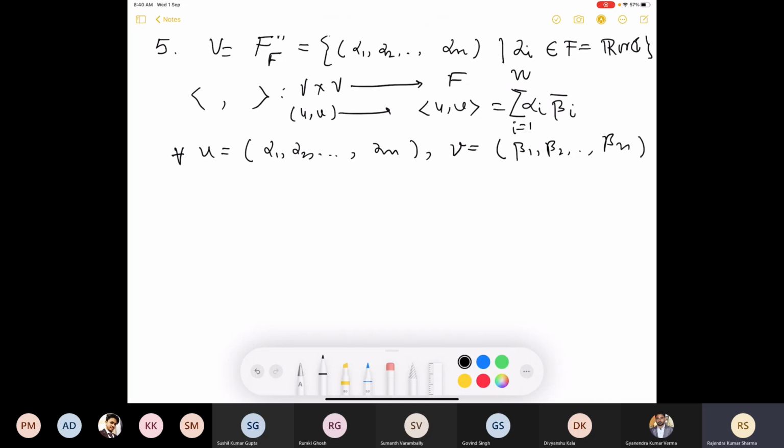So one can verify that for F is R or C, for every positive integer n, this defines an inner product. There are plenty of other examples of inner products. So one can verify all the properties. Now, just a few properties let us talk about.